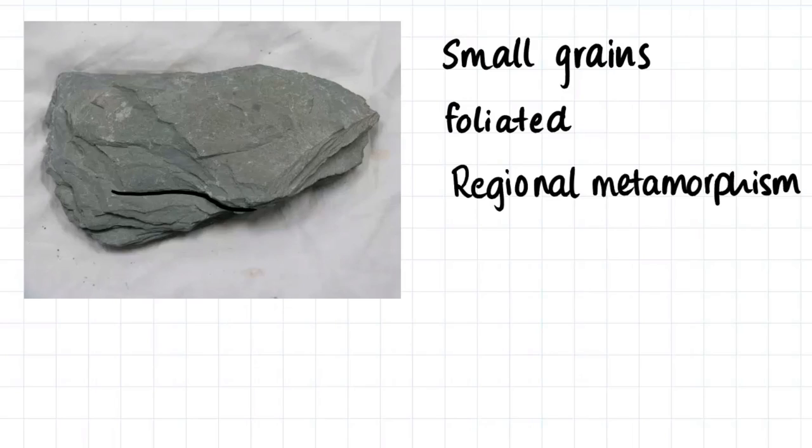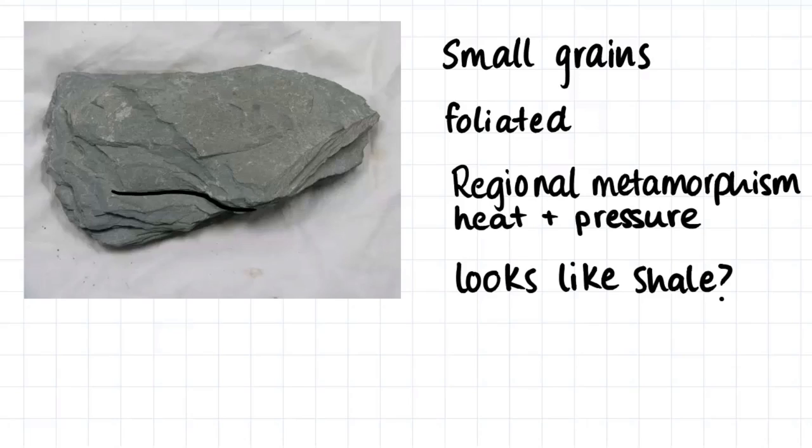Therefore, we would say that this rock has formed through regional metamorphism, which means the rock has been subjected to heat and pressure. If we think back to our videos on sedimentary rocks, we might say that this sample kind of looks like shale. Sometimes when trying to classify a metamorphic rock, thinking about what the rock looks like can help us distinguish what type of rock it is. This rock is actually formed through the regional metamorphism of shale, and it is the first stage of metamorphism of shale. It is a slate.